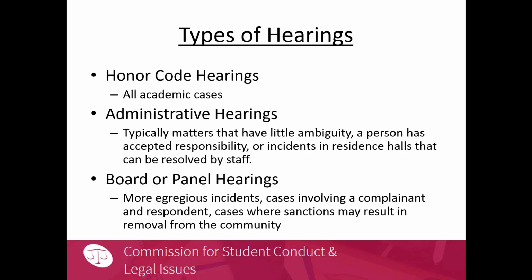So there are a number of types of hearings that could take place on your campus. These may vary from campus to campus, and so bear with me here, but I am trying to capture everything that we typically see. And so there are honor code hearings, which are usually all around those academic cases. Then you have administrative hearings, and those administrative hearings may be housed in your Office of Residence Life or various offices that have administrators that work day in and day out with students.